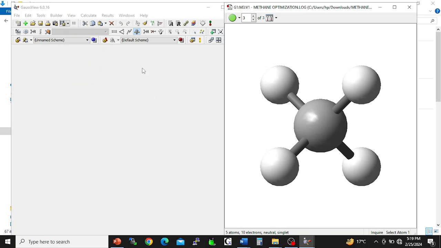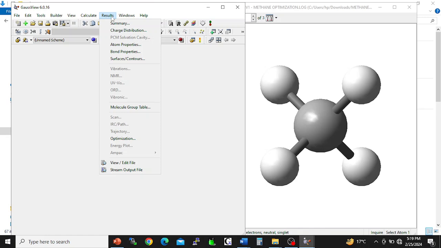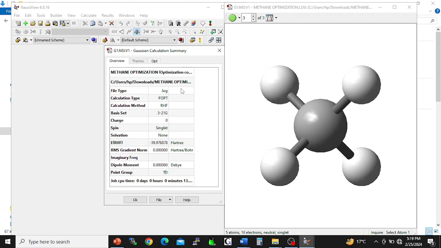Now, what to look for in the results? Generally, if you go to the summary, it gives you the summary that you ran optimization. Calculation method was restricted Hartree-Fock. The basis set was 3-21G. Charge was 0. Spin was singlet. And solvation, you did not apply any solvent model, so solvation was none. And here you have the energy.